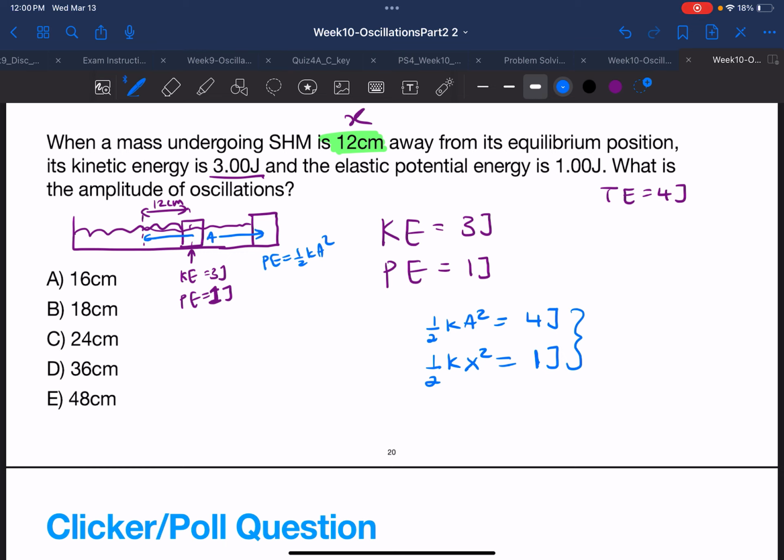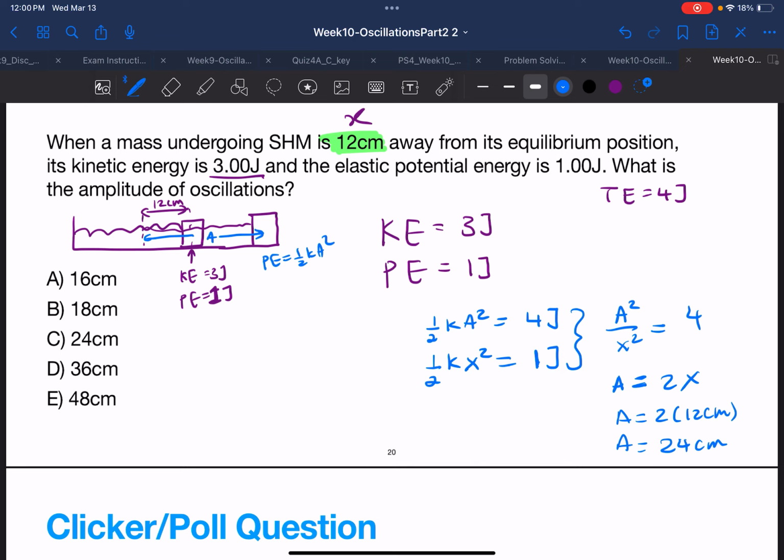So if we divide these 2 equations, the factors of 1/2 and K cancel, and you get A squared over x squared is equal to 4. That means A is equal to the square root of 4, which is just 2 times x. So twice x is 24, because we know x was pulled at 12 centimeters. So 2 times 12 centimeters gives us that the amplitude of this thing is 24 centimeters.